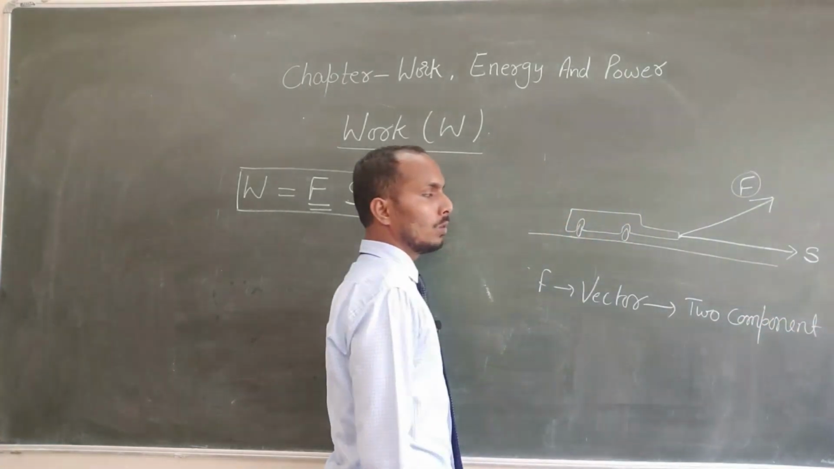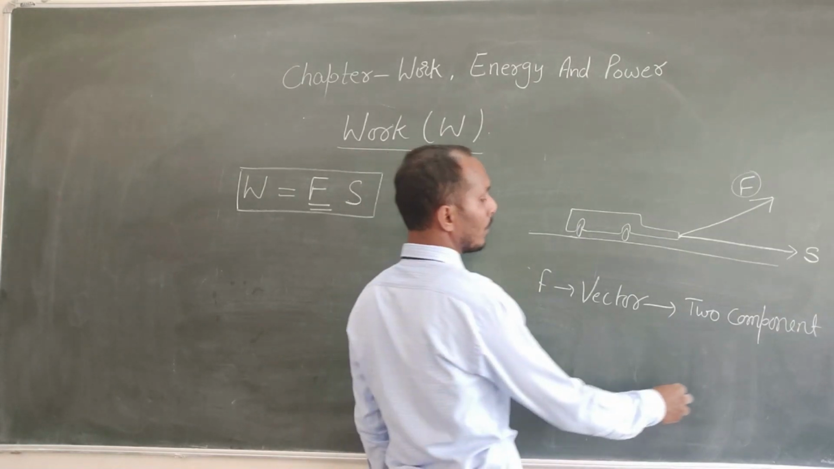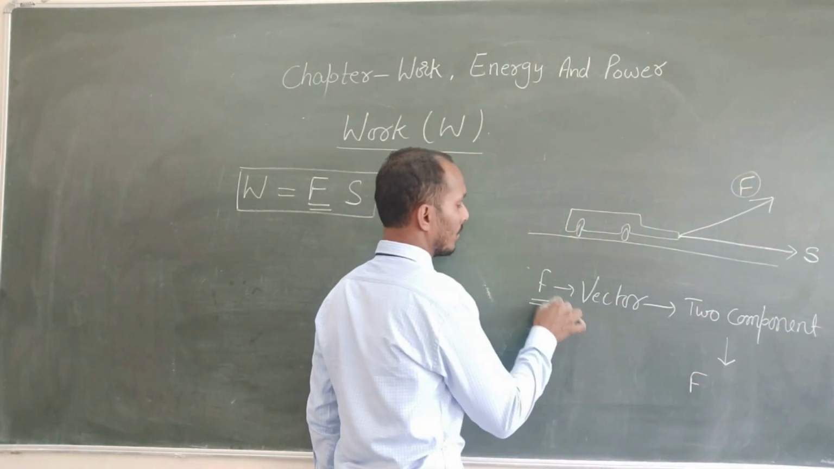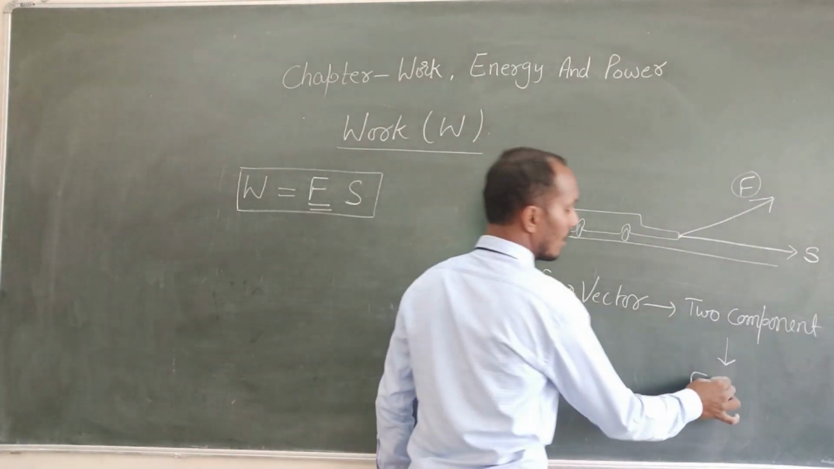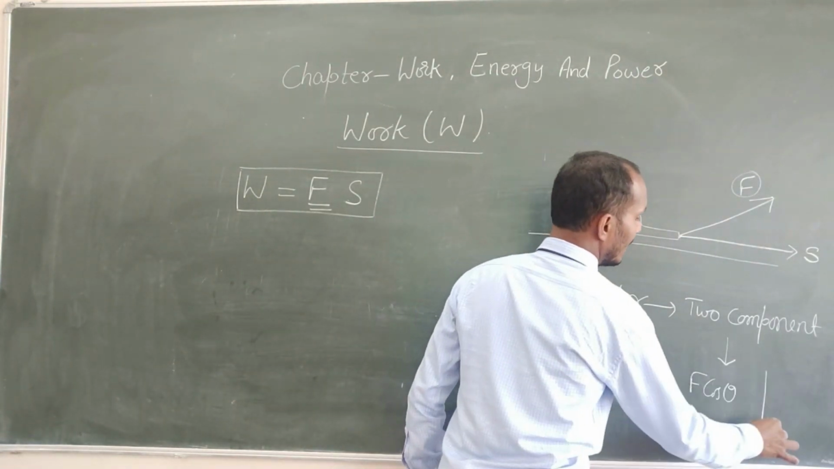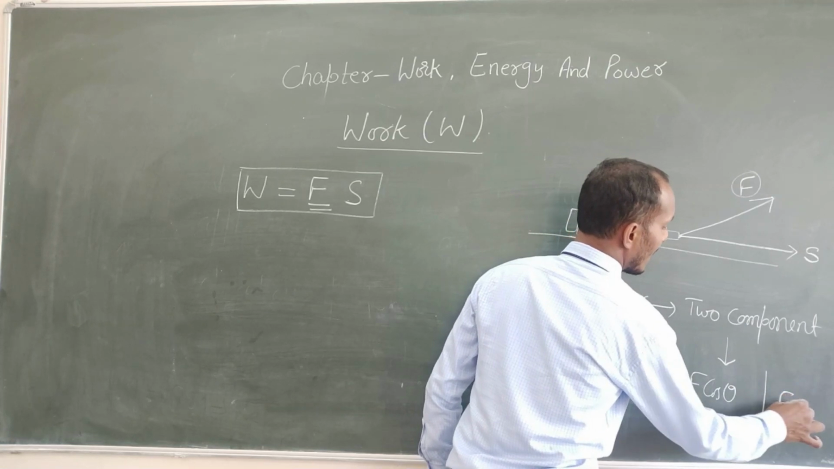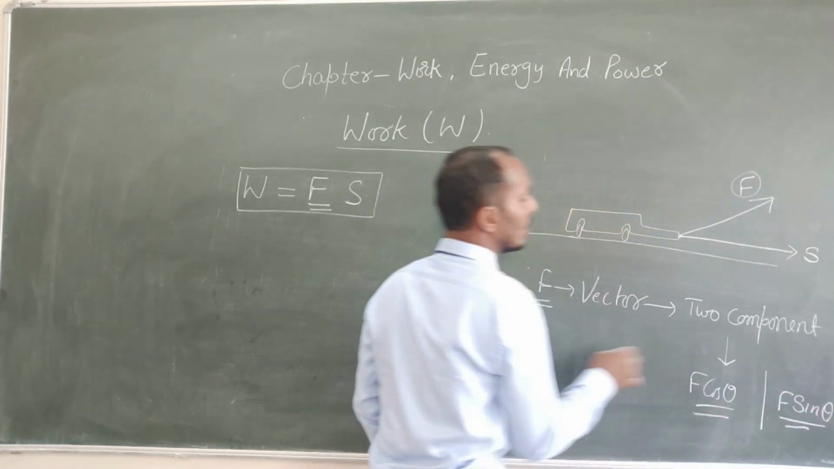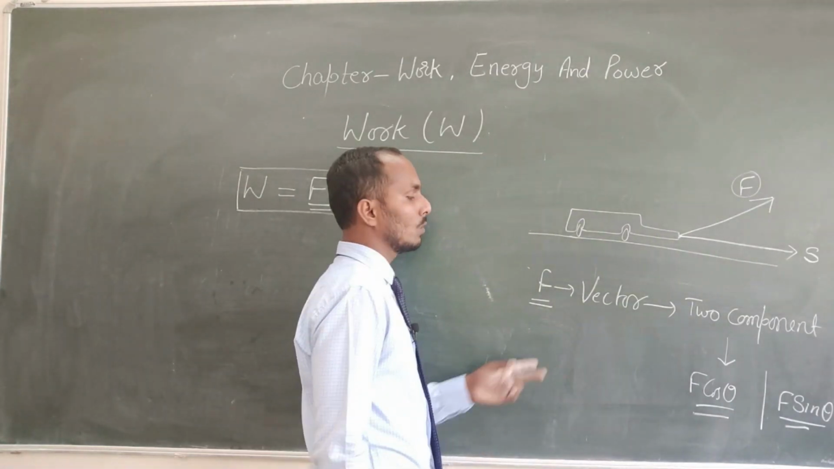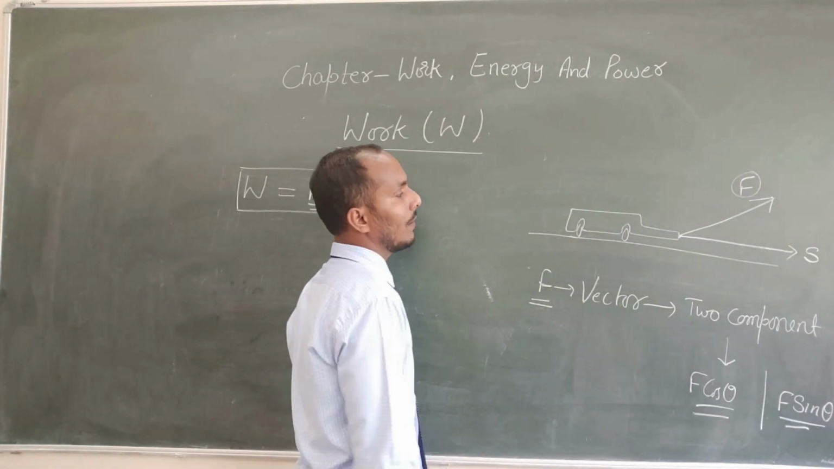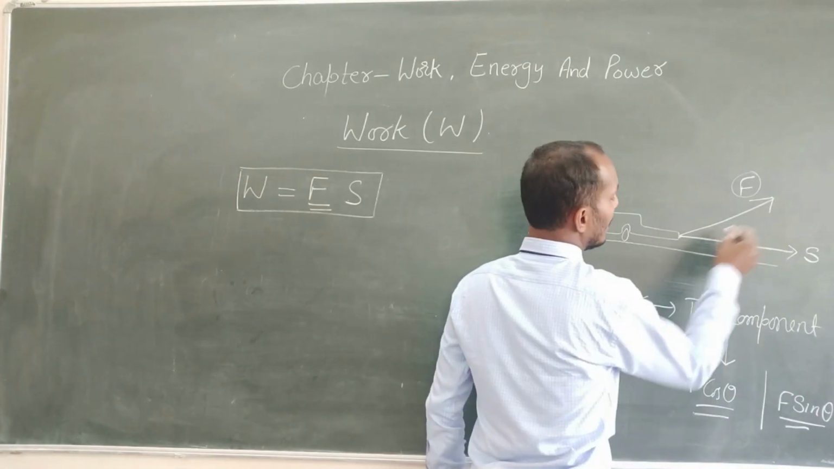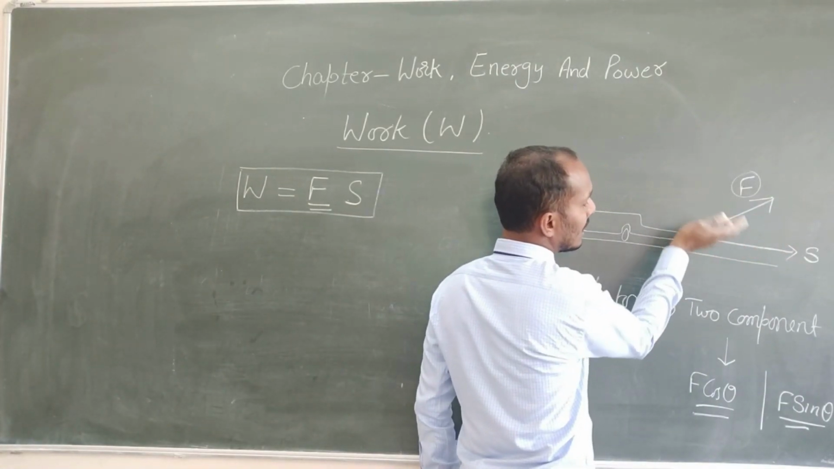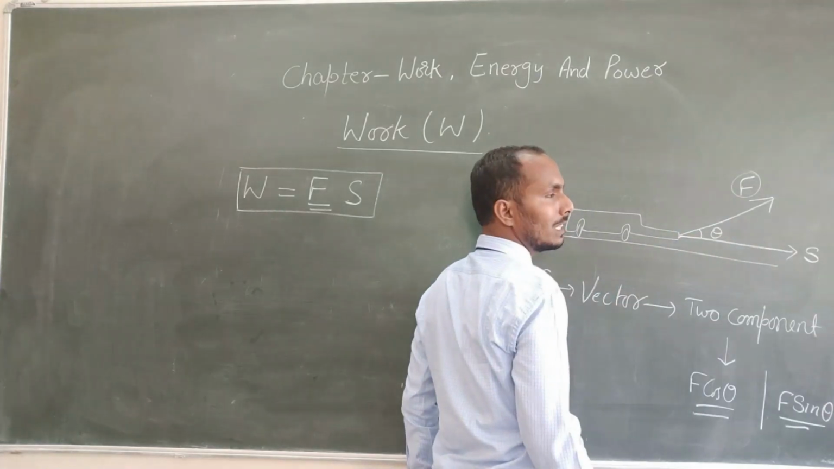Okay, a vector quantity has two components. If you're talking about force, one component is F cos theta and the second component is F sin theta. Let us consider the angle between force and displacement is theta.